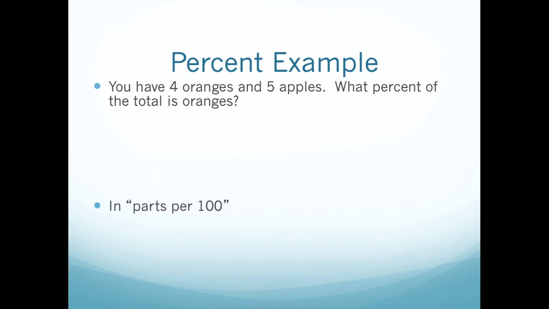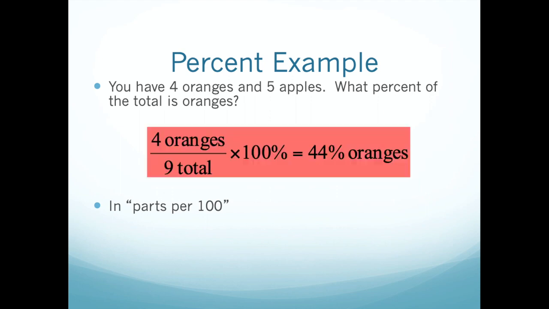Well, 4 and 5 is 9 pieces of fruit. So we have 4 oranges out of 9 pieces of fruit. So we take 4 divided by 9 times 100, and we say our sample of fruit is 44% oranges. Now, the nice thing here is that we can scale that up accordingly.